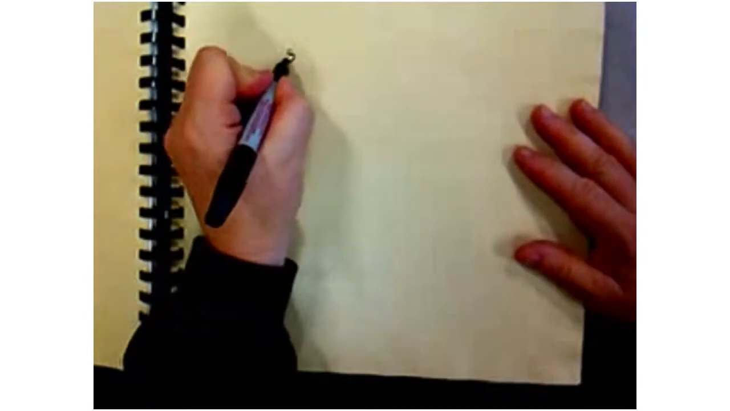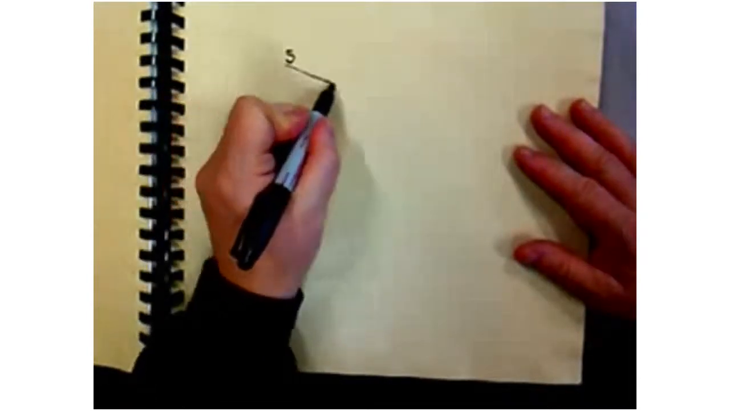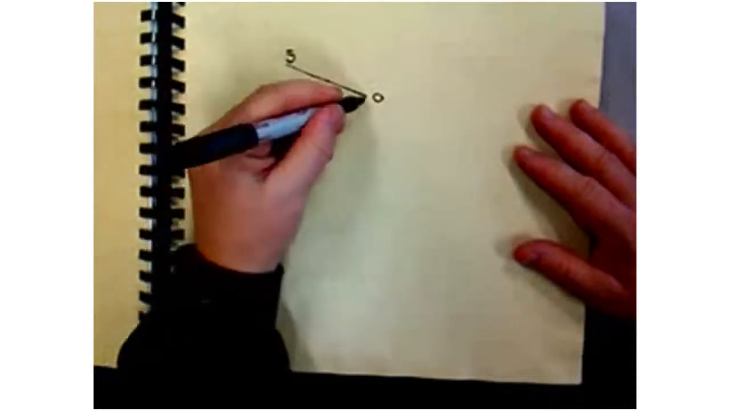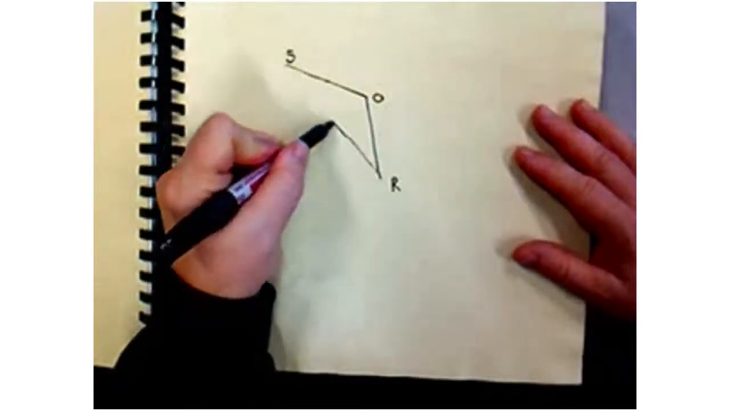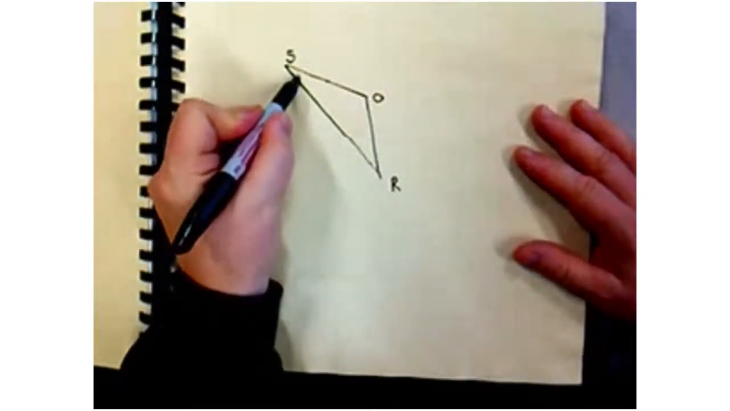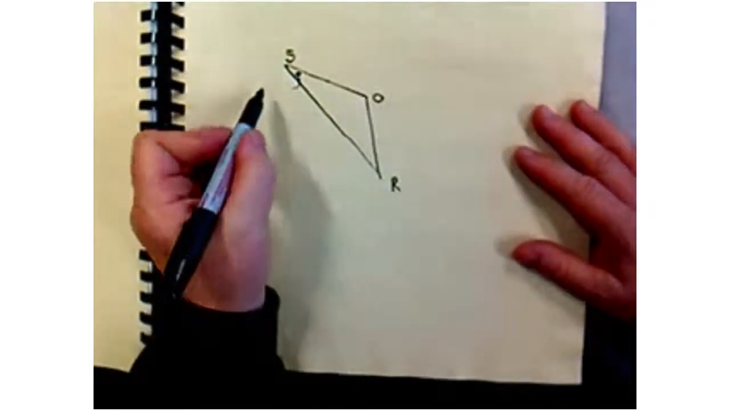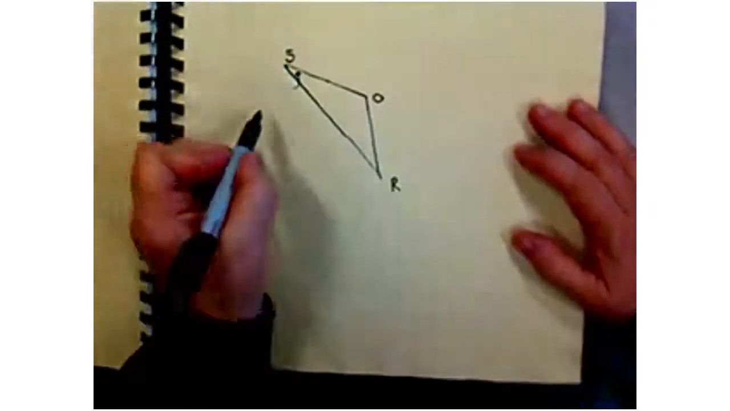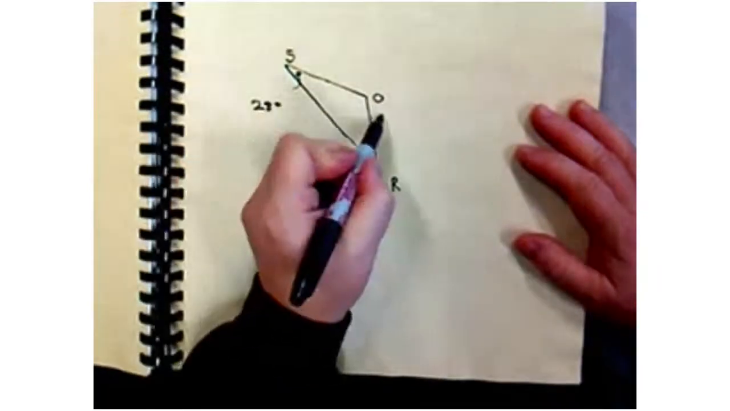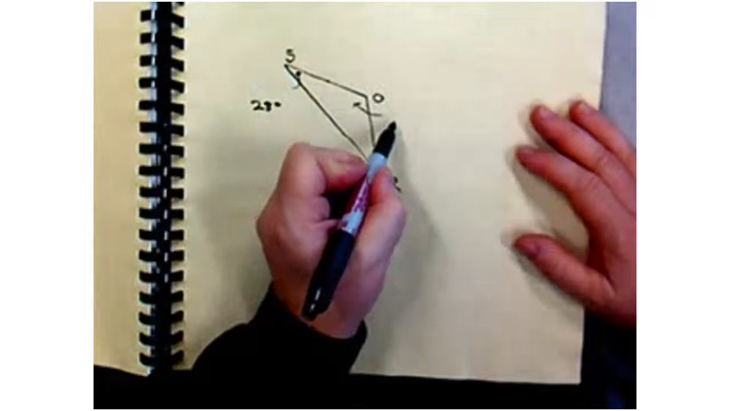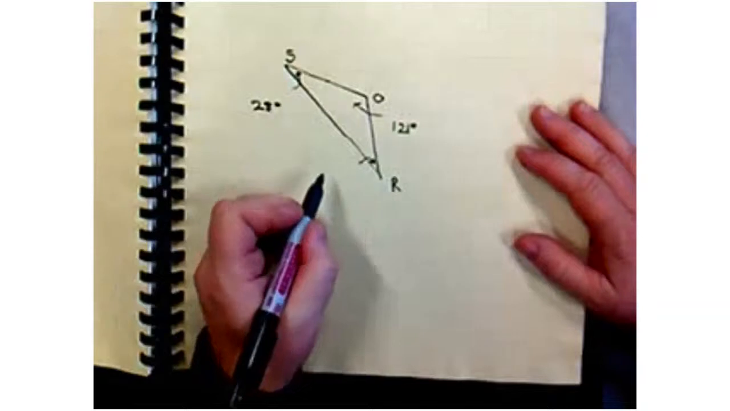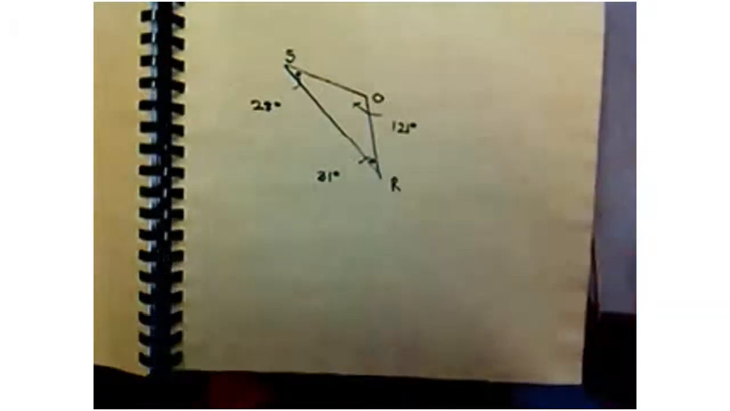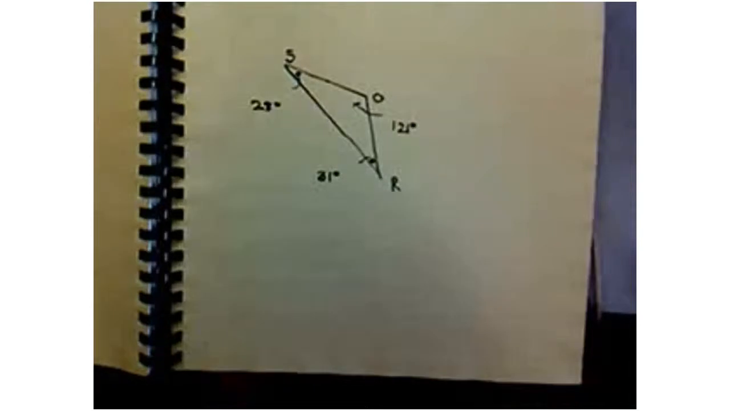So on 303D, there's a triangle there. The top left vertex is S, the top right vertex is O, and the bottom right vertex is R. We go back up to S again. They have little arrow indicators indicating the measurement of the interior angle at S is 28 degrees. The interior angle at O is 121 degrees. And the interior angle at R is 31 degrees. And it's just identifying the relationship between the sides and the angles.